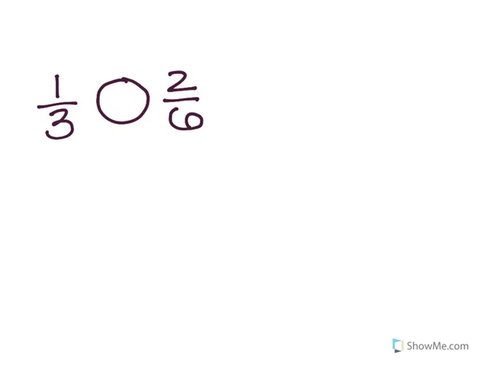Okay, let's try this one. I have 1/3 and 2/6. Let's see if we can do strategy number 1. Is there anything I can multiply by 3 to get to 6?